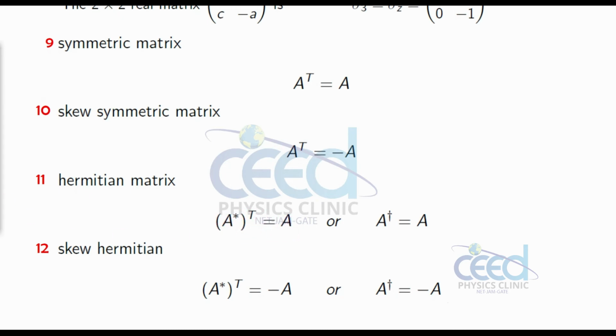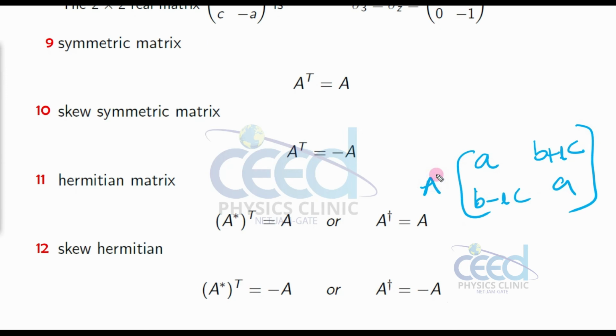What is the conjugate of a matrix? Okay, so let us show you one example of how to do this. So here we have one example. See, you have a matrix, suppose A, with entries a, b plus ic, b minus ic, a. Okay, this is matrix A. So what is the Hermitian matrix? If this matrix is Hermitian, see, if you take the conjugate of this, conjugate means the imaginary number changes its sign.